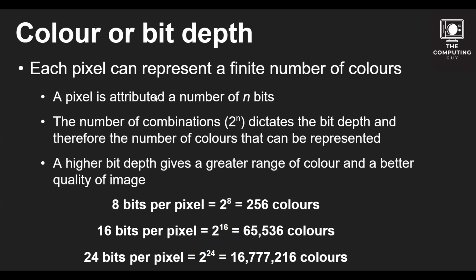Now, a higher bit depth gives us a greater range of colors. By having a greater range of colors, we will end up having a better quality of image. Imagine using every different shade of red rather than just red on its own. We will start to have a bit more of an accurate image, but in turn, obviously, the quality goes up, but then the file size is more likely to go up. And we'll be looking at that shortly.